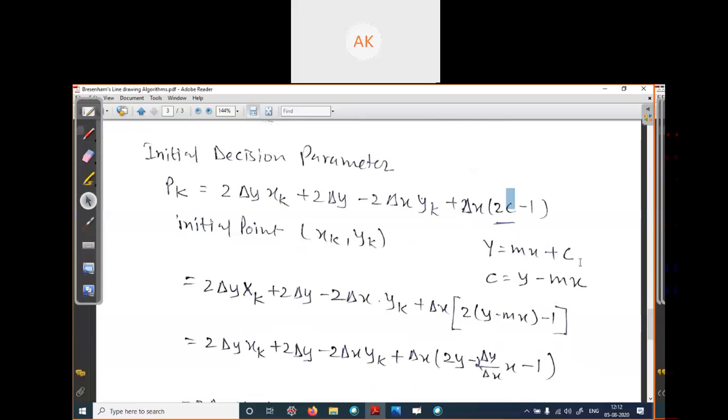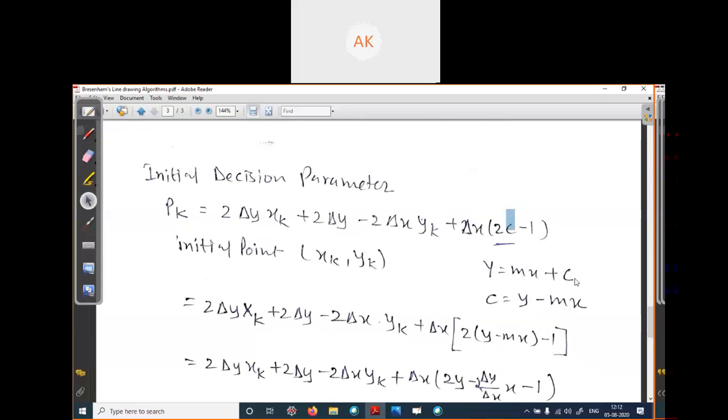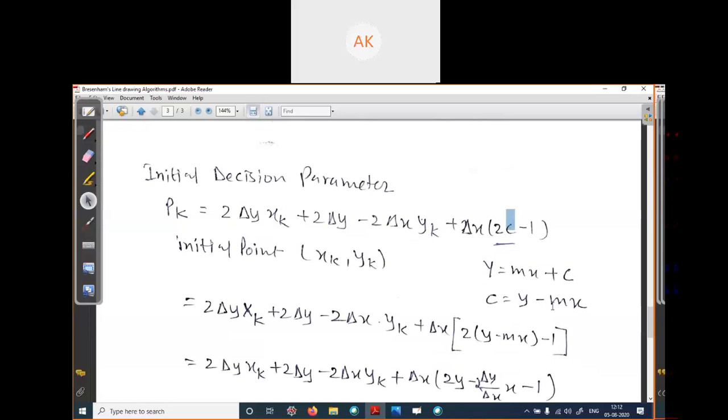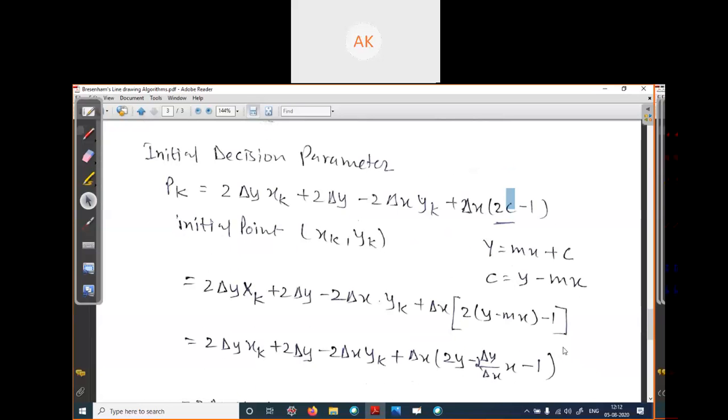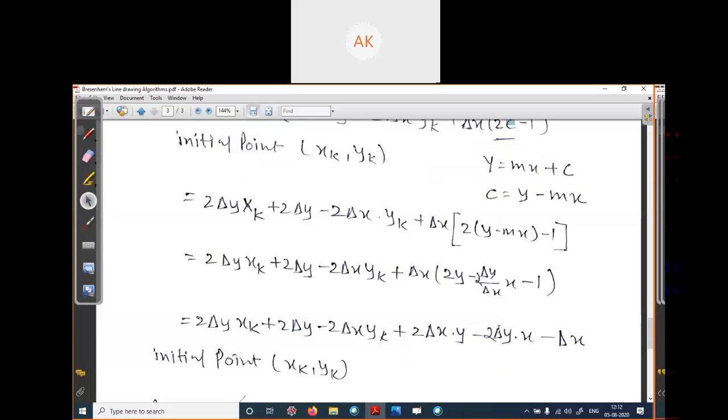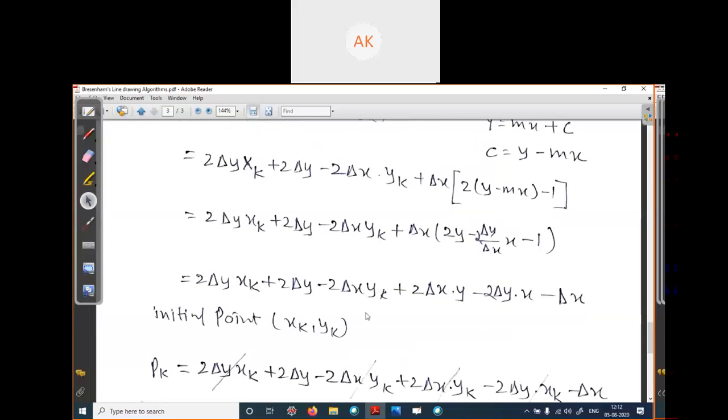The equation of the line is y equals mx plus c, meaning c equals y minus mx. Just substitute this value at the c, and multiply this value of m. M means slope, which means delta y by delta x. I just put this value in and simplified again. At this point we have simplified.